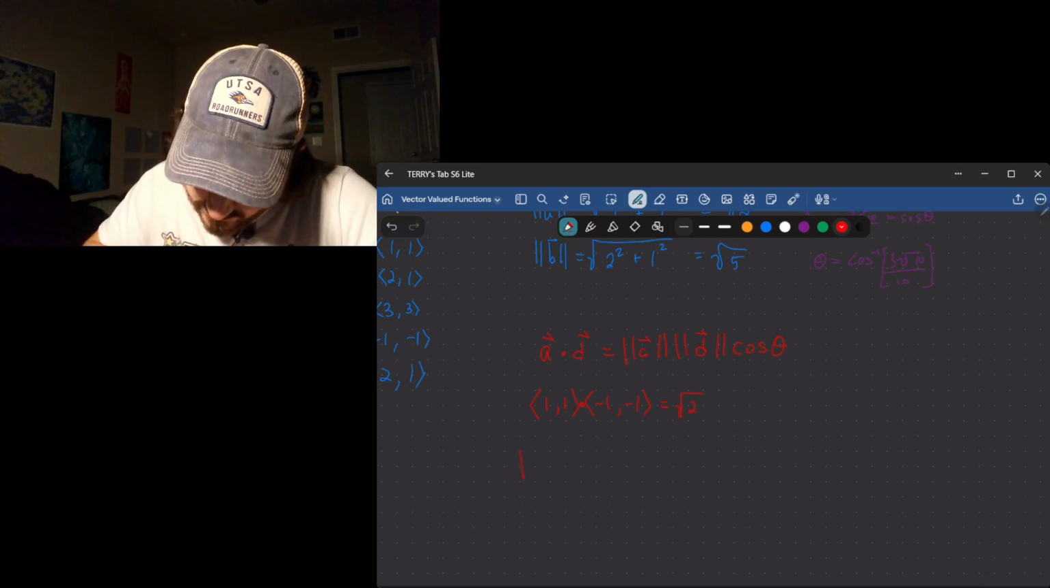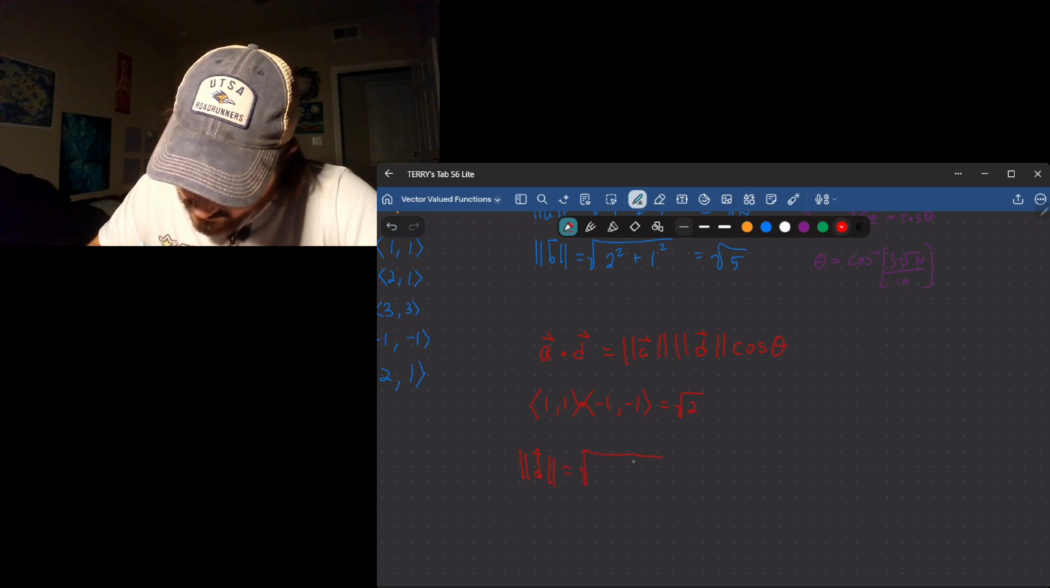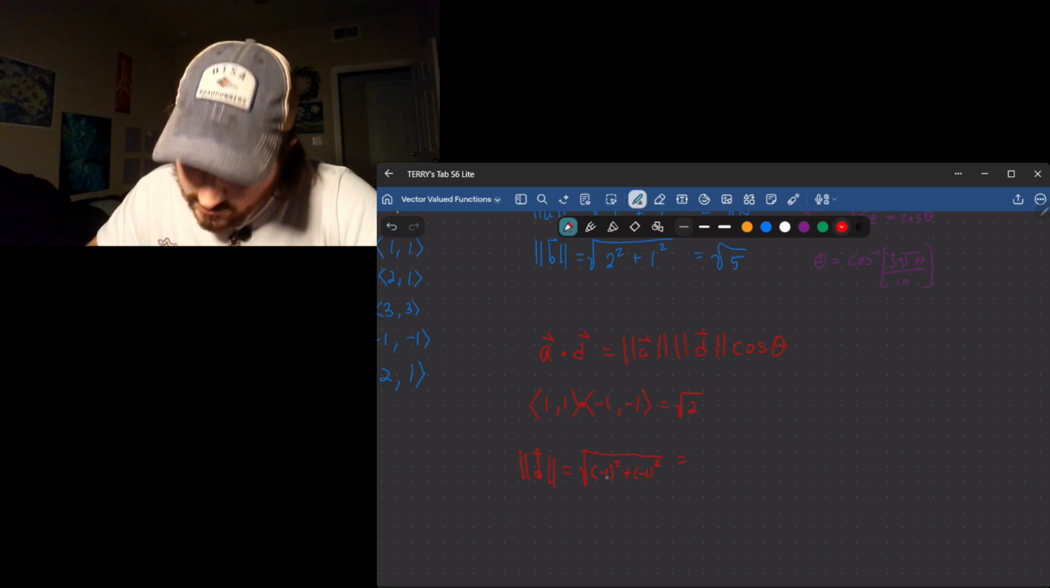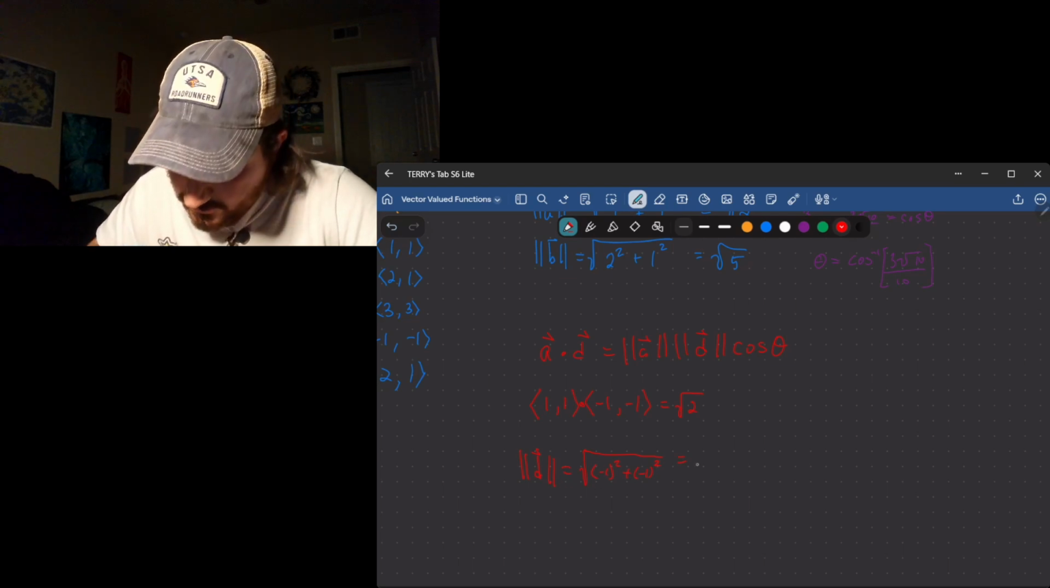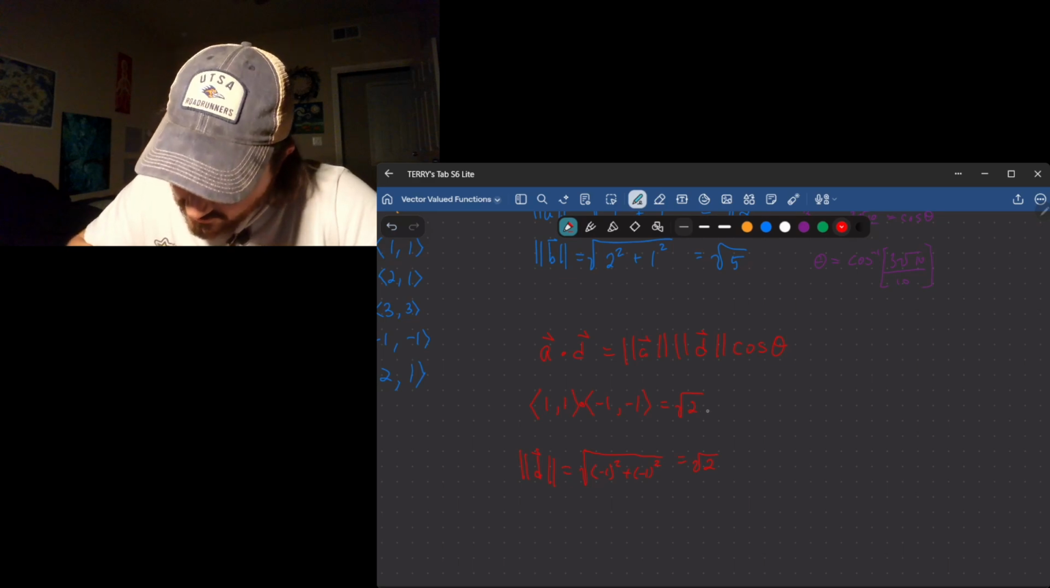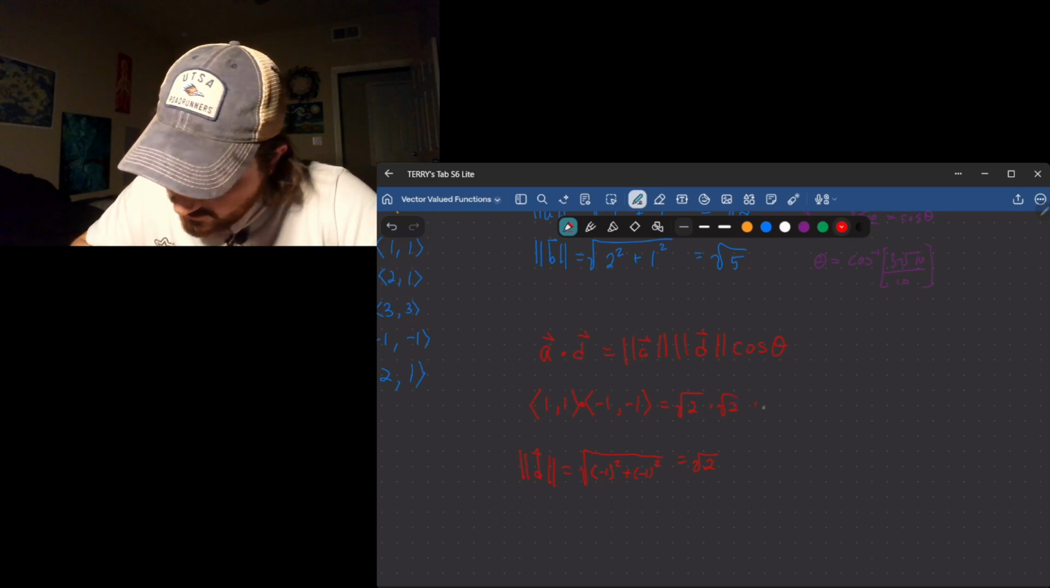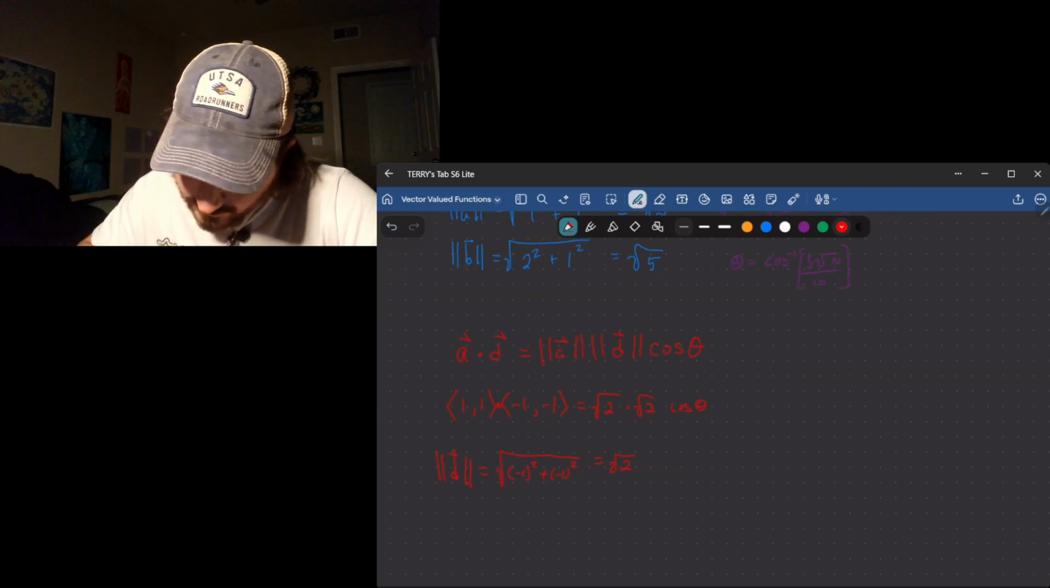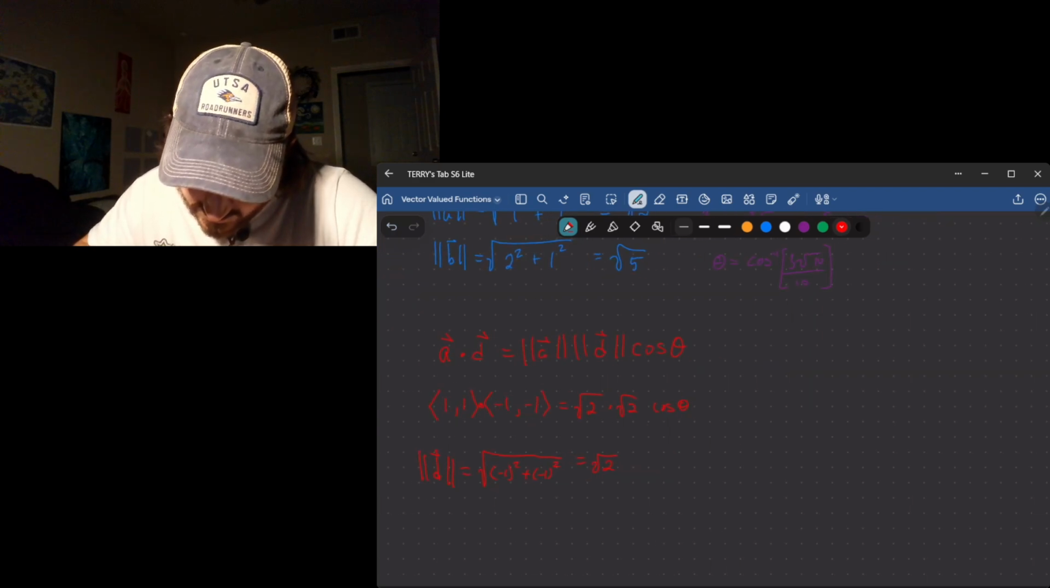And then we can find the magnitude of D really fast. So we already know that's going to be the square root of negative 1 squared plus negative 1 squared, which, big surprise here, that's also going to be root 2. So then we have root 2 times root 2, and then our cosine theta as normal. Okay, so let's go ahead and expand this dot product out and solve it.